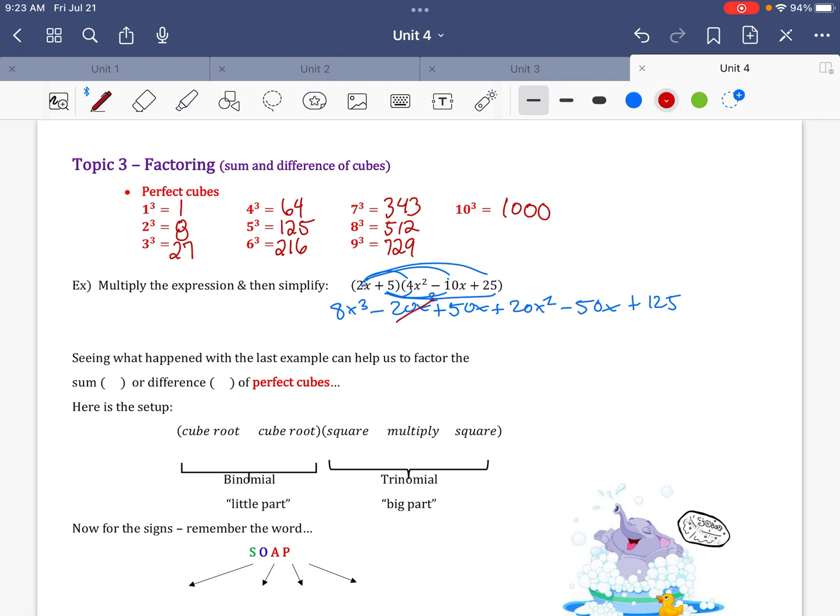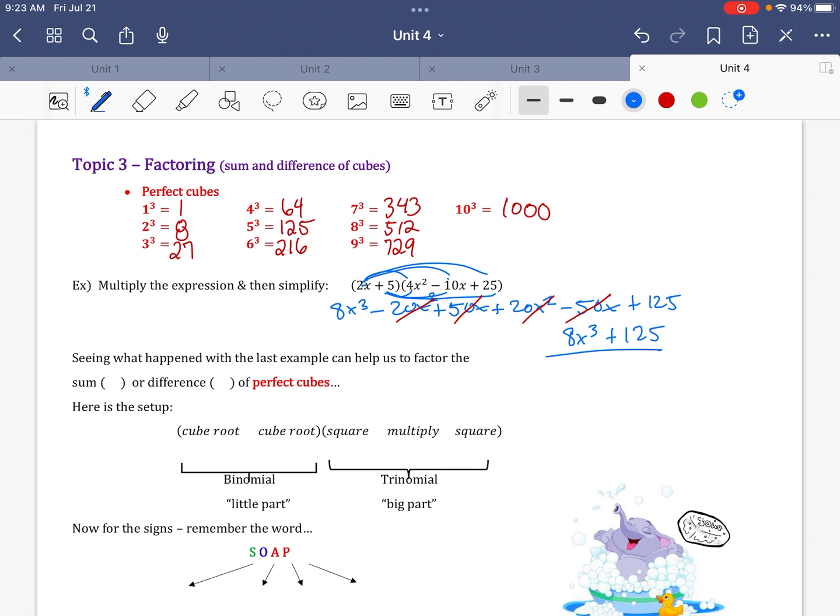So look what happens here. Negative 20x squared, positive 20x squared, 50x minus 50x. Everything has fallen in on itself. So my answer is 8x to the third plus 125. My answer is the sum, the addition, of 2 perfect cubes. 8 is a perfect cube and 125 is a perfect cube. And obviously x to the third is a cube.